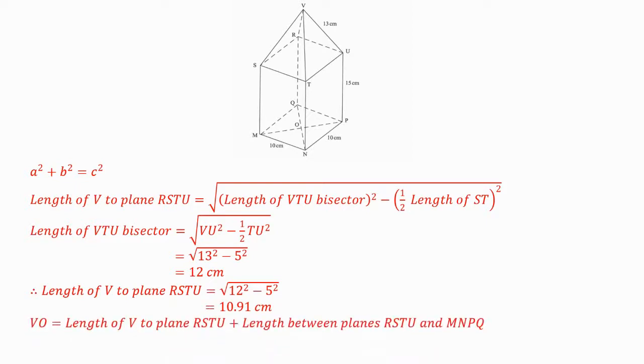So the length VO will be the length of V to plane RSTU plus the length between planes RSTU and MNPQ, which is equal to 10.91 plus 15, since it's similar to the length VU, which we have been given as 15 centimeters. So VO is equal to 25.91 centimeters, correct to two decimal places.